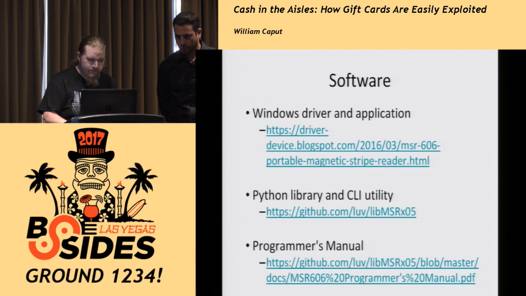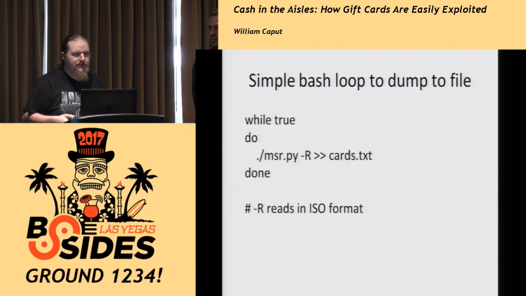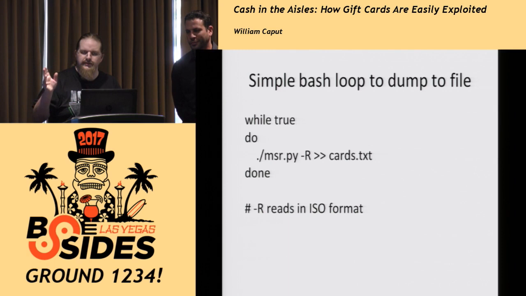All right, so using the Python library, this is just a quick and dirty loop in bash to dump to a file. This is just a really quick solution. It'll ignore Control-C. You just click it. The capital R option will read ISO format, and that'll just keep dumping it to a file. And so there's three lines, one for each track, and then there's a new line after that.